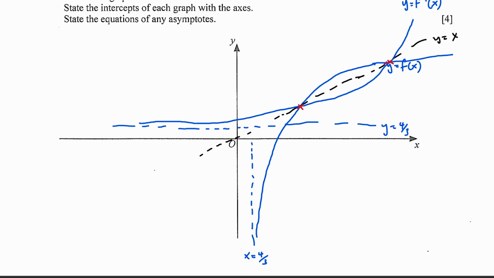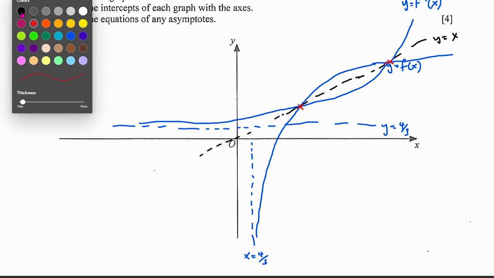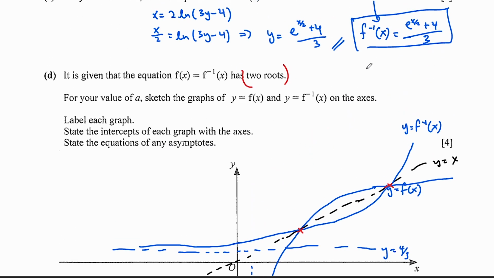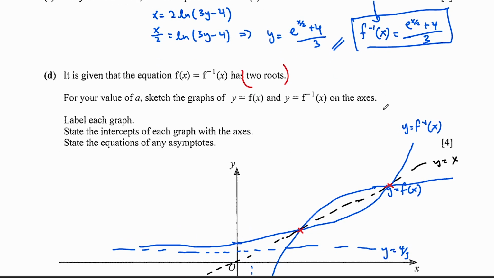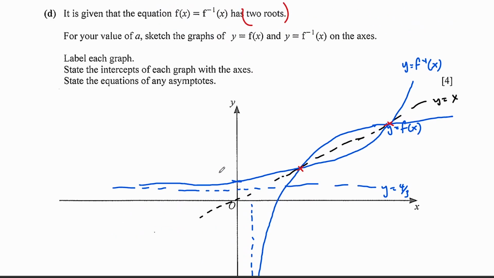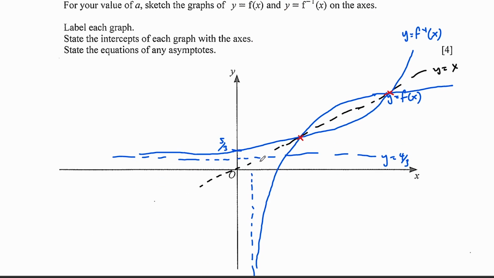Okay, what else I'm missing here is the intercepts, right? So we know that for this inverse, for the y-intercept, we just have to evaluate x at 0. So here will be 5/3, and here it will also be 5/3. Okay, so this is what it will look like.